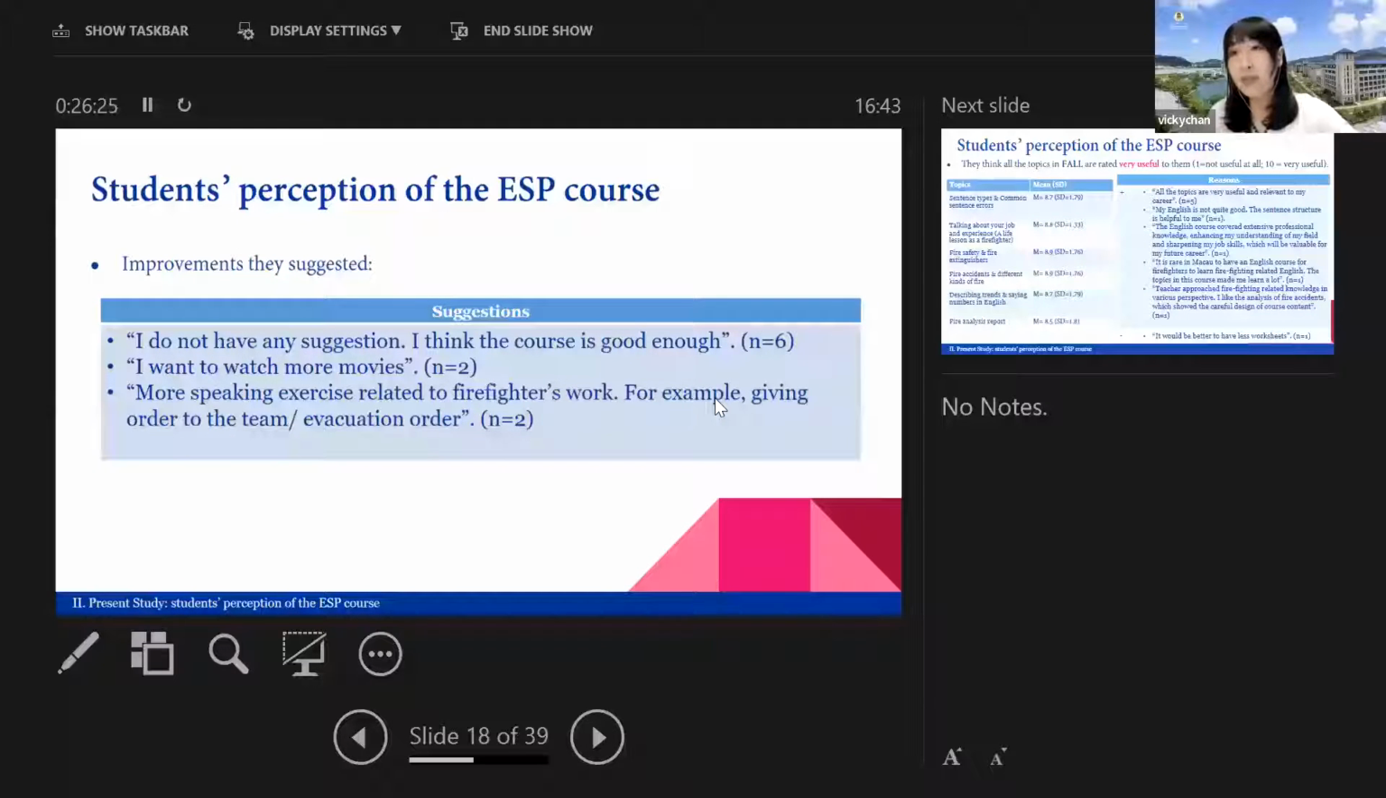However, there are also some improvements suggested by my students. They want to watch more movies. Again, maybe they want to get away from very specialized ESP content for a while. They also want a bit more speaking practice related to their firefighting work, for example, giving orders to the team or evacuation orders.